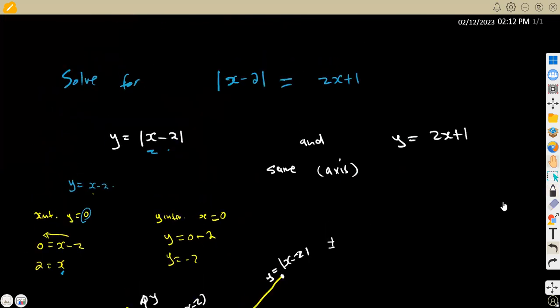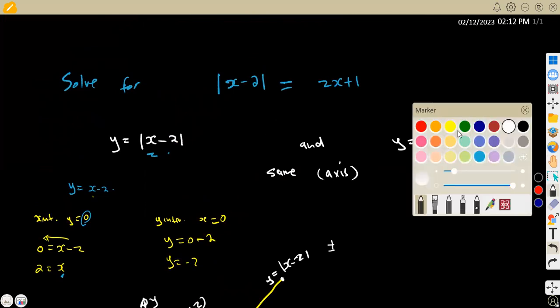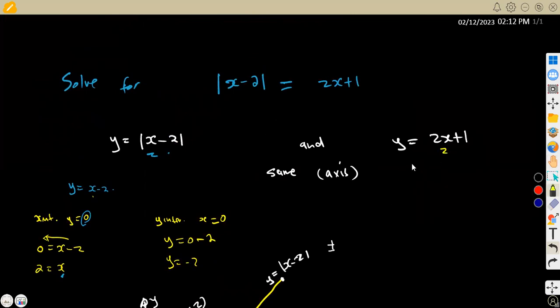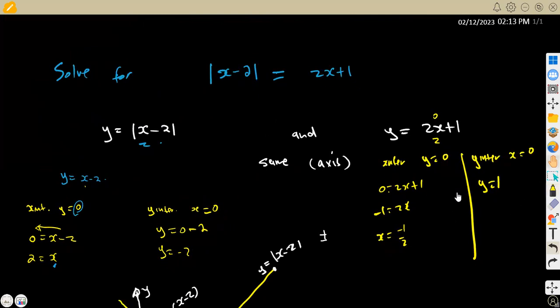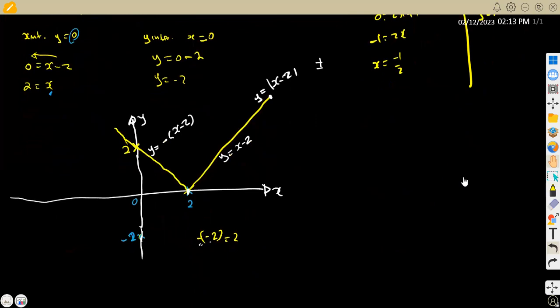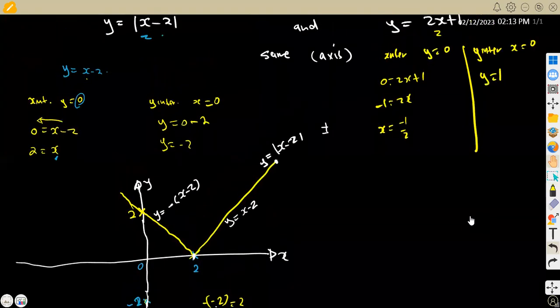Then we move on to the line of y is equal to 2x plus 1. Remember, we are still sketching on the same graph. So from this point, we know that we need our x-intercept, where y is equal to 0. If y is equal to 0, that means 0 is equal to 2x plus 1. Negative 1 is equal to 2x. If we divide by 2, we are going to have negative 1 over 2. All right, then for the y-intercept, it's at a condition where x is equal to 0. So if x is equal to 0 here, y is equal to 1. Okay, so we've got the point at negative 1 over 2 and at the point y equal to 1.